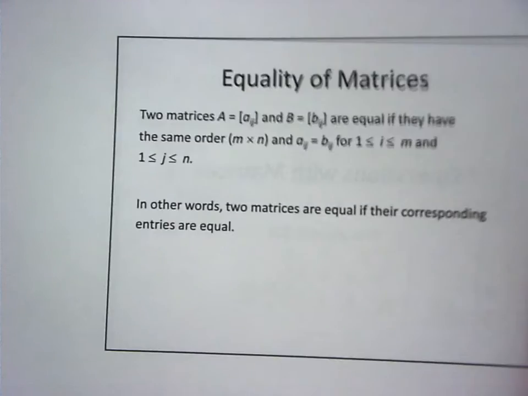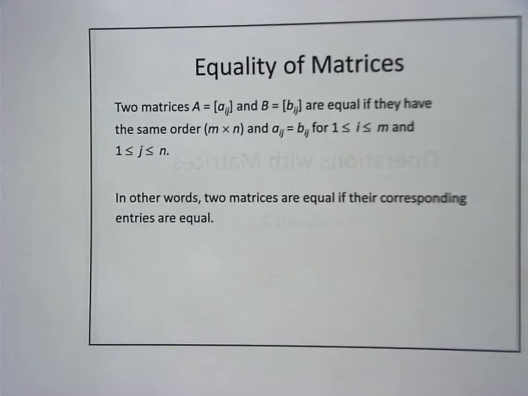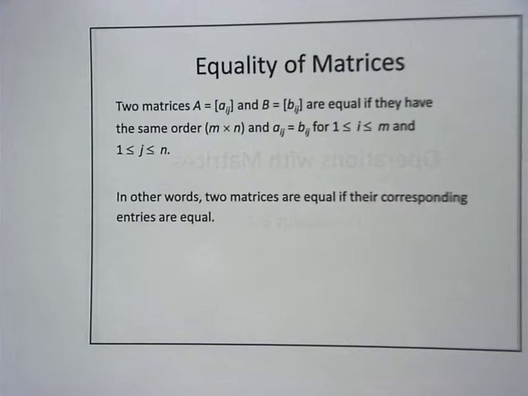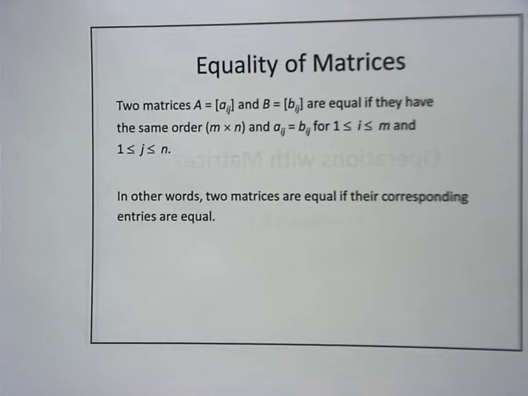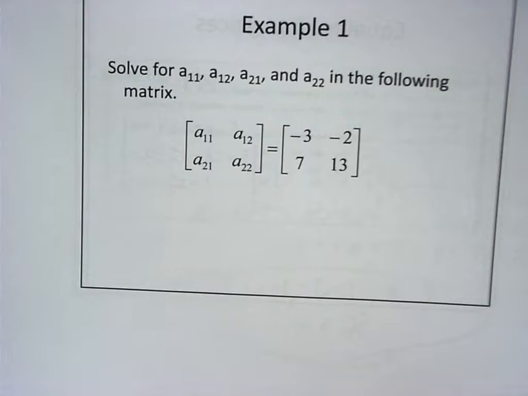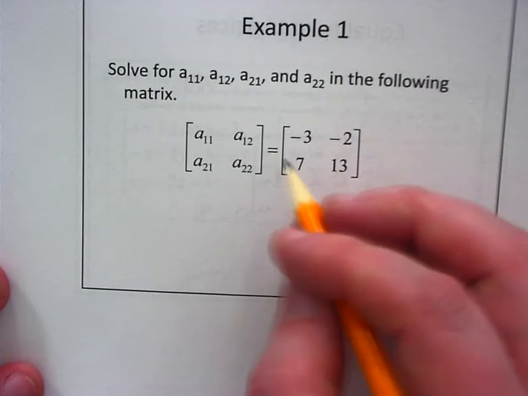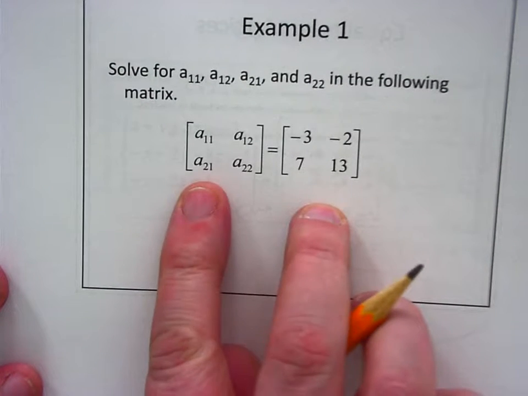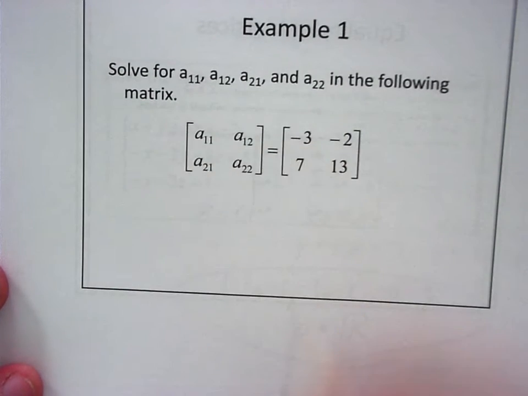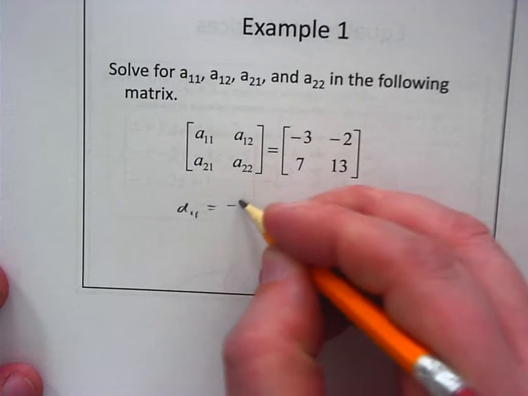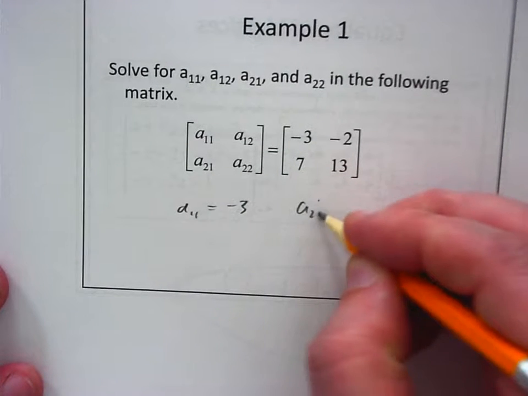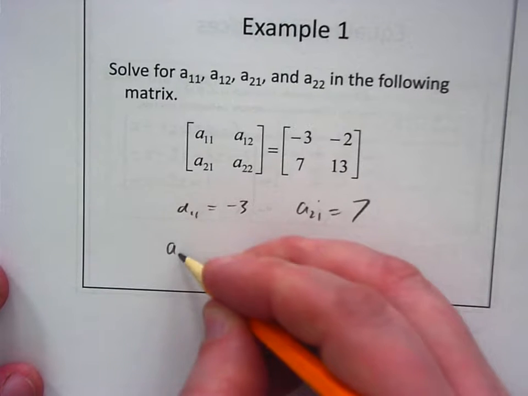Now, two matrices are considered to be equal as long as they have the same dimensions and all their corresponding parts are equal. So in order for these two to be equal, what would A21 have to be? 7. That's all this is literally saying. In order for this to be a true statement, each one of those values, A11 would be the -3, A21 would be the 7, so on and so forth.